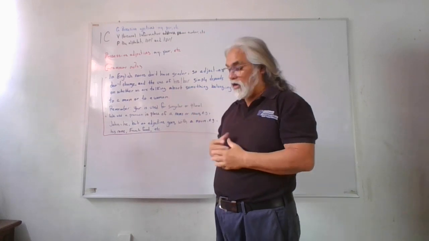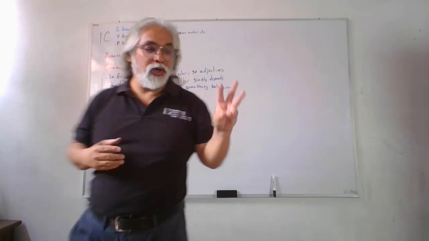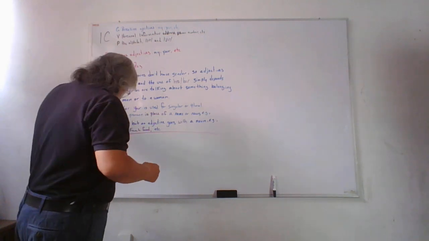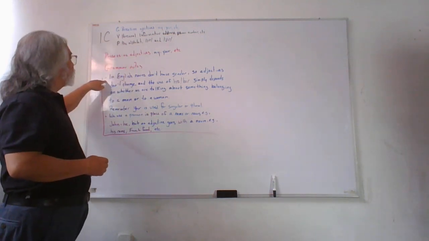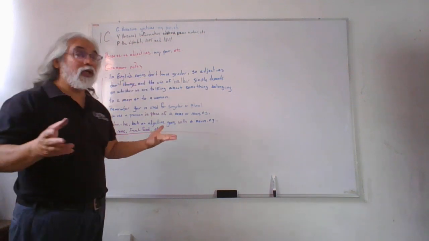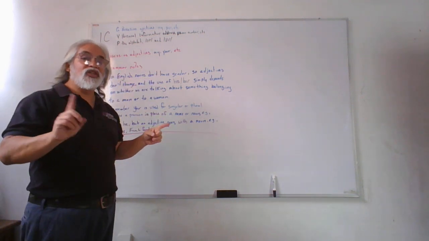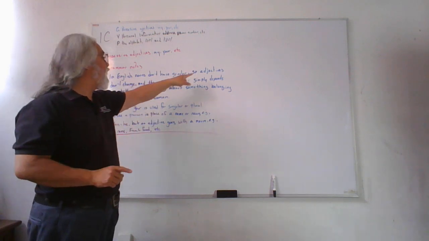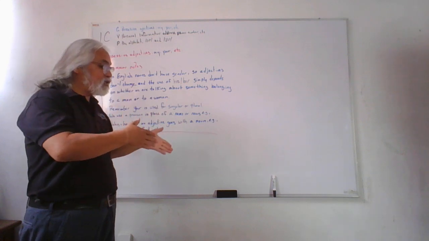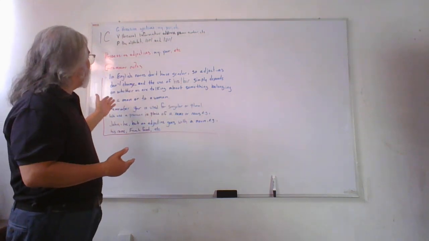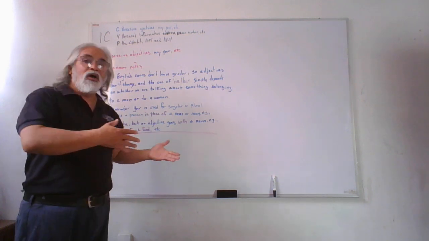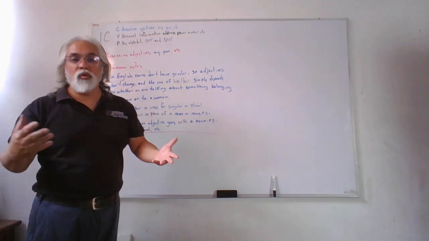And we're gonna discuss 3 different points. Here we go. 3 different points. Okay. First point. In English, nouns don't have gender. Okay, in some languages they do. But in English, nouns don't have gender, so adjectives don't change. And the use of his or her simply depends on whether we're talking about something belonging to a man or something belonging to a woman.